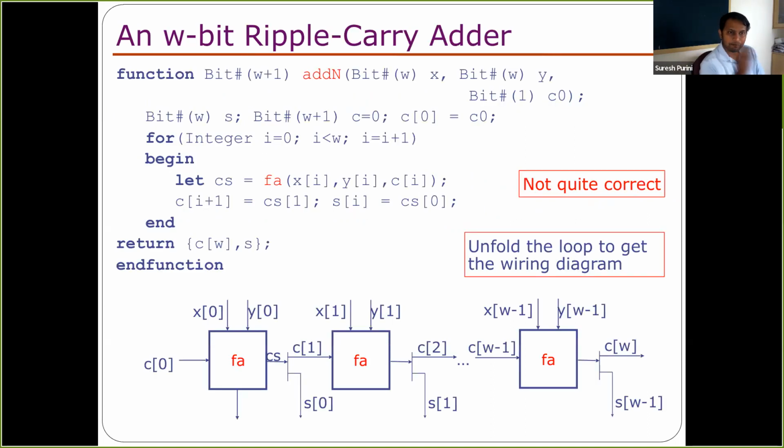Now, how do you write a W-bit ripple carry adder circuit? That is the cool thing here. You can see this is a parametric type, W is a parameter. So you take two W-bit values and one carry in, and you return a W+1 bit value, and you write a loop here, and this loop gets unrolled.